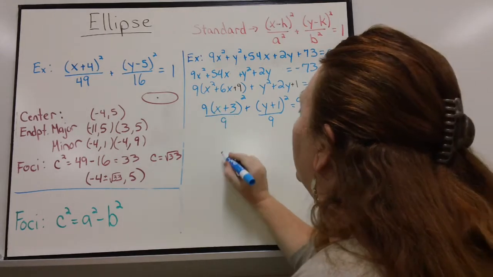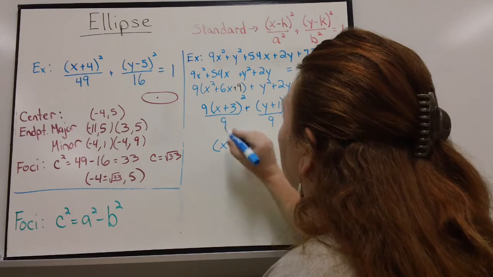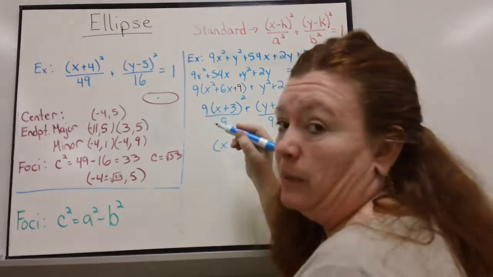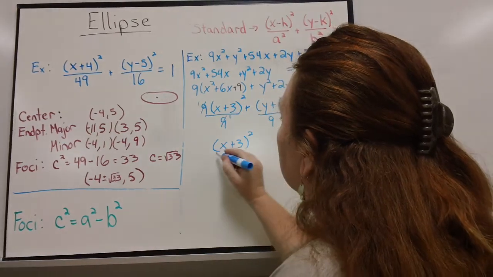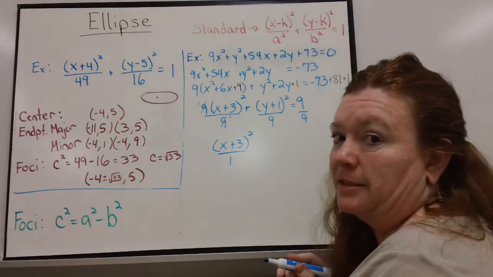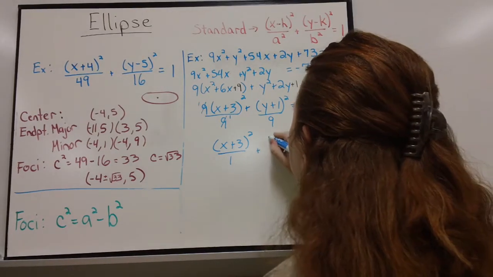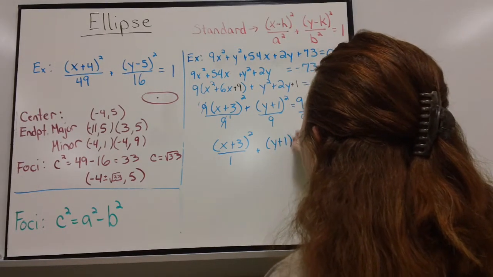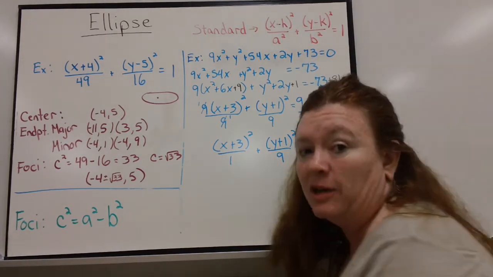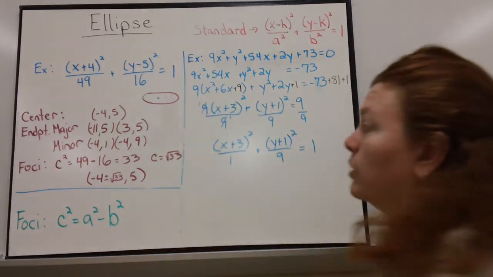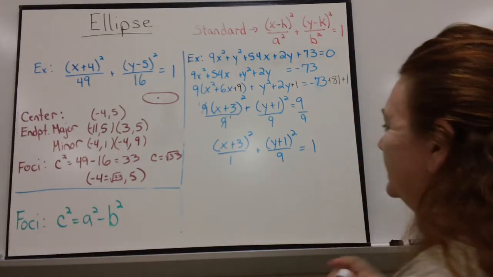9 over 9 will cancel. Now, just to be on the safe side, when it cancels, technically what you're doing is 9 goes into itself once, and it goes into itself once. So I'm going to leave it as this, just so it looks more like my standard form. And then there's nothing to reduce here. And I now have standard form. And also now I'm running out of room, so I'll try to see if I can get my answers in here as best I can.